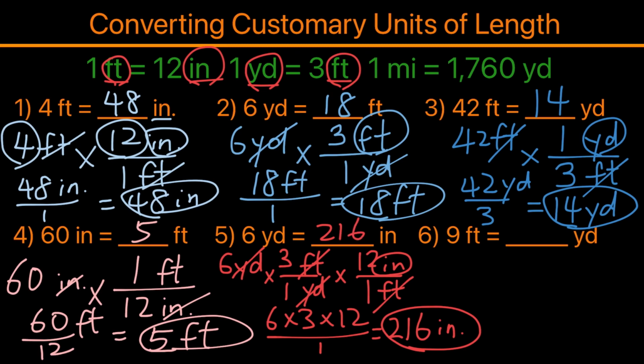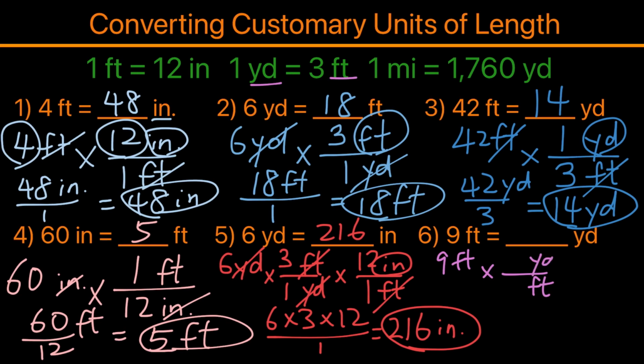And for example 6, we have 9 feet converting to yard. So the conversion that we will use would be this one because it has both yard and feet. So we'll start with 9 feet times, we need feet on the bottom, yards on top. So this is 3 feet equals 1 yard. Crossing out the feet, left with yards. 9 times 1 is 9, and then 3 on the bottom. And 9 divided by 3 is 3, so we have 3 yards.